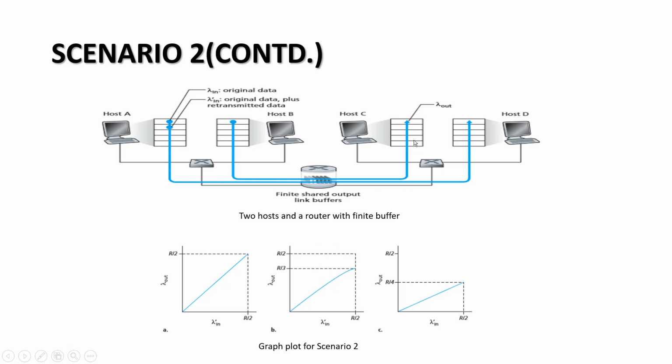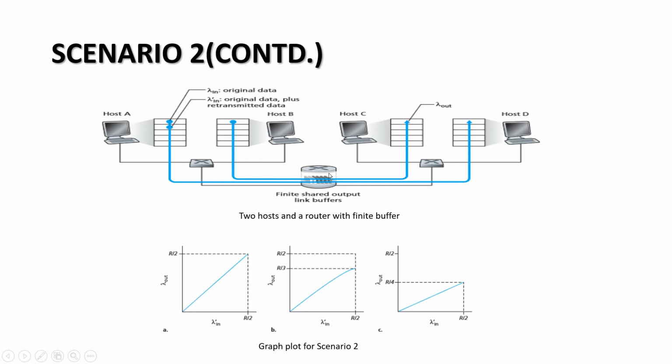So as we can see, one packet is sent by host A and one packet is sent by host B, so there are two packets. In a natural way, each should be transmitted only once. So the transmission rate will equal the receiving rate, which means lambda out equals lambda dash in. Lambda dash in will be the original data rate plus the retransmitted rate.